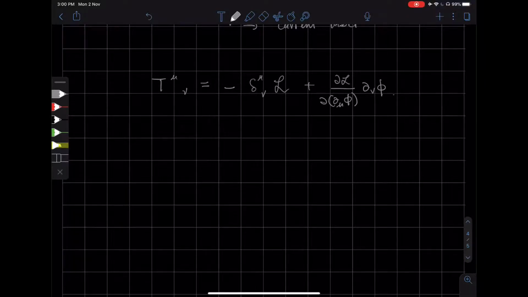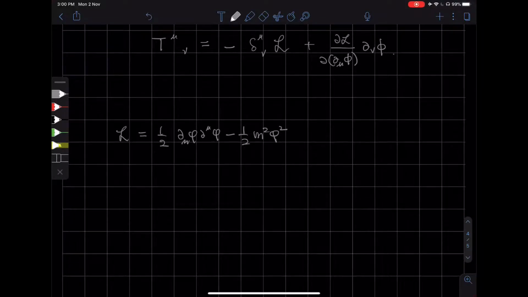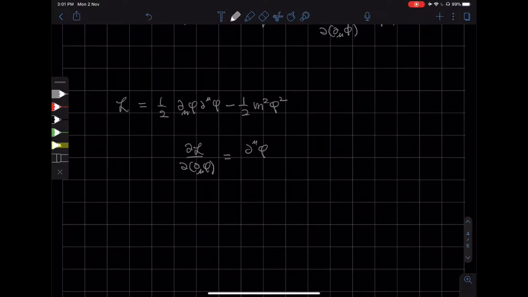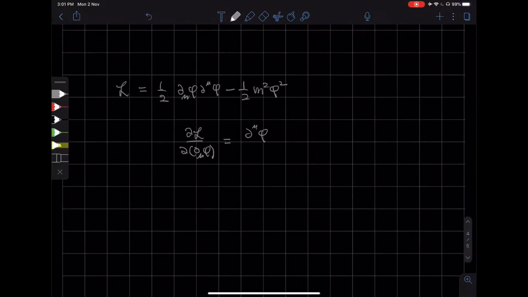Now let's take an example. Let's take the example where our field theory is a real scalar field theory. So our Lagrangian is given by half of del mu phi del mu phi minus half of m squared phi squared. Then you see that if I take the derivative of L with respect to del mu phi, I'm going to get del mu upstairs of phi. You may be unfamiliar with this sort of derivative, so let me just show you how this is done.